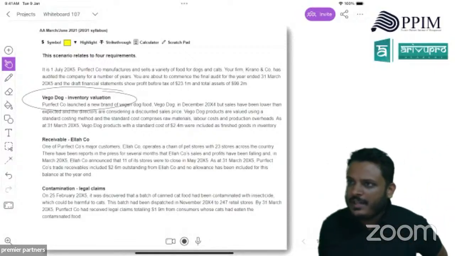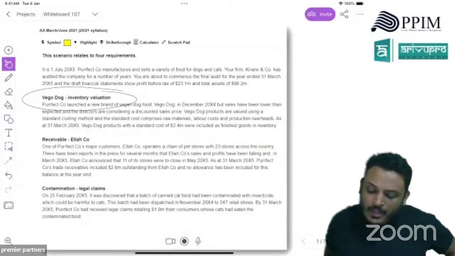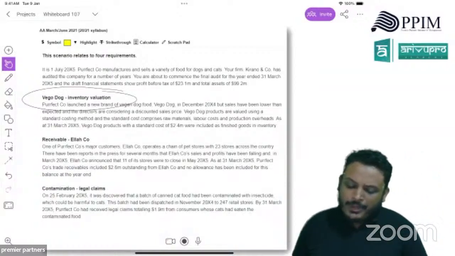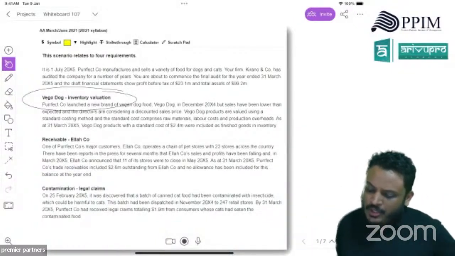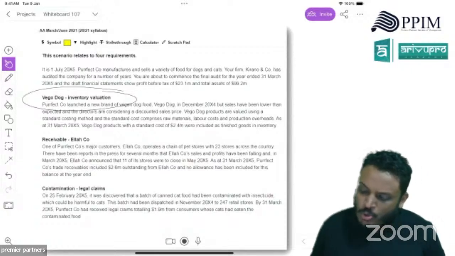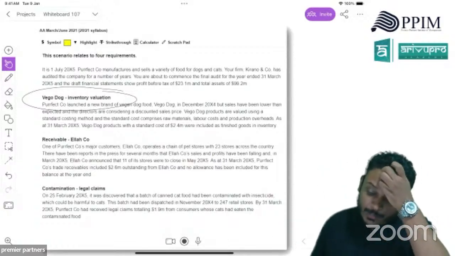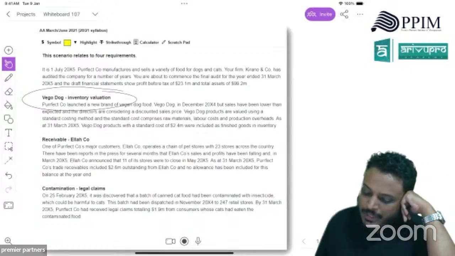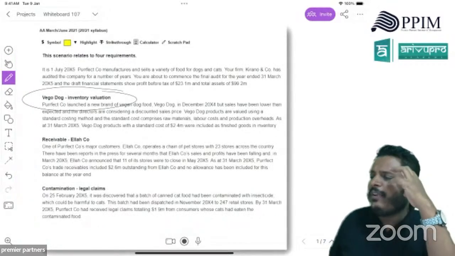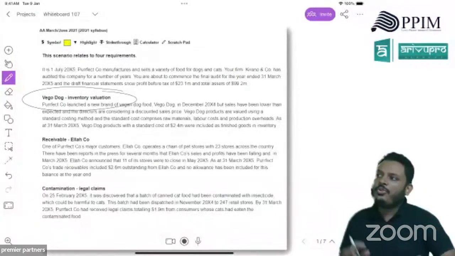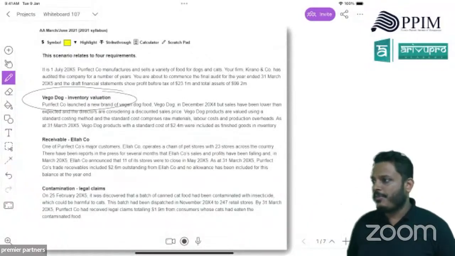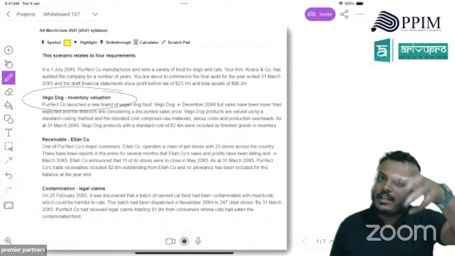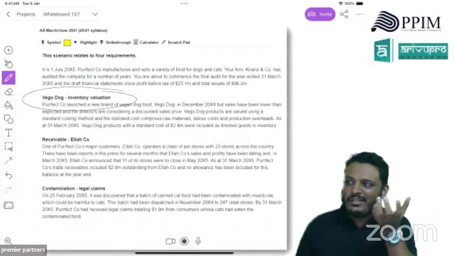Here, students, first we'll read the problem. P company, it is 1st of July 2005. P company manufactures and sells a variety of food for dogs and cats. Your firm, K company, has audited the company for a number of years. You are about to commence the final audit. When reading a case study, you should apply your ISA knowledge also. Most lecturers do not explain the standard perspective, which is why it is difficult to understand where we are.